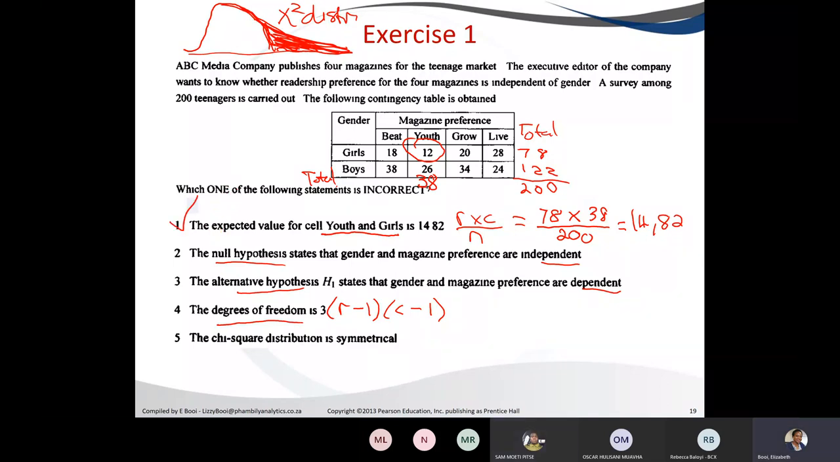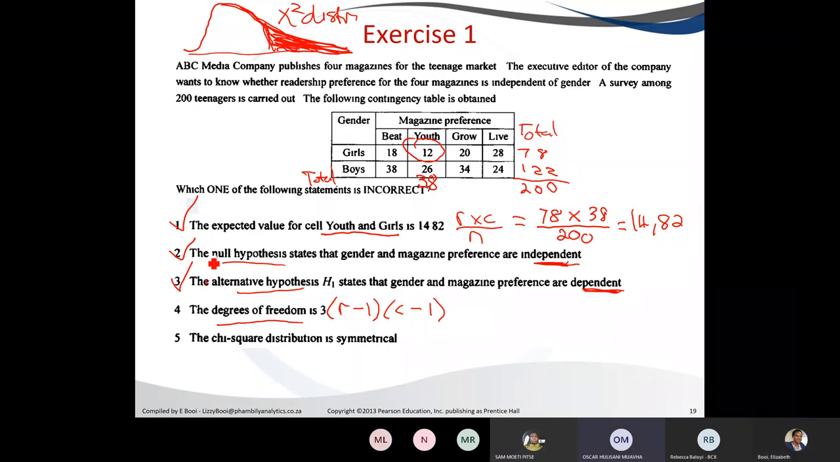Number two, it says the null hypothesis states that gender and magazine preference are independent. Is this correct? Yes. It is correct because always in your null hypothesis, it should state that they are independent. Therefore, for the alternative, it will say the opposite. In this instance, it says the alternative is dependent. Is this correct? Yes, because it's the opposite of independent.